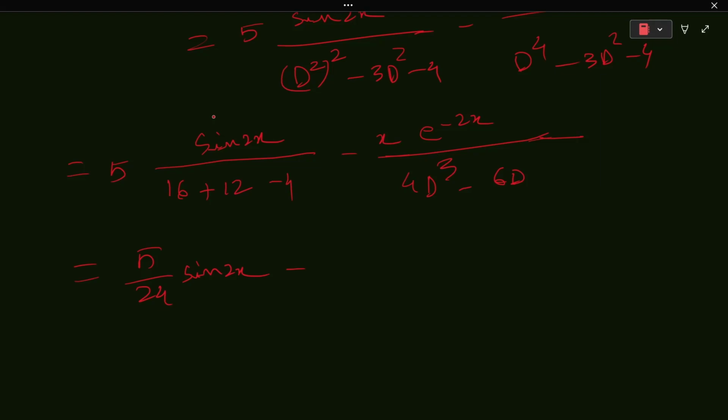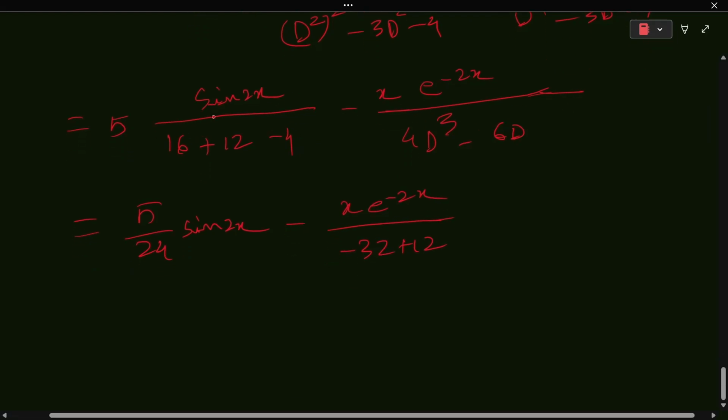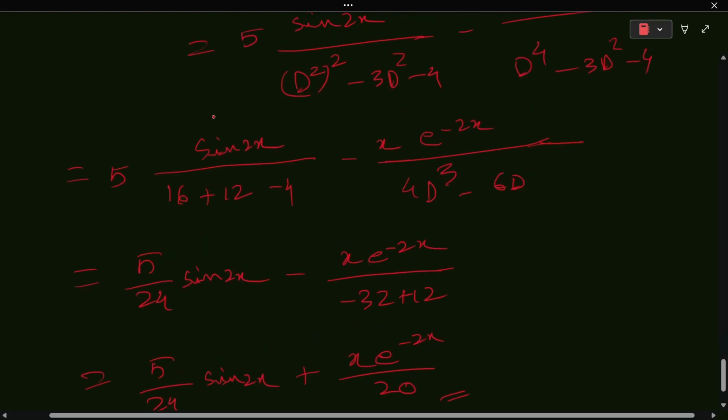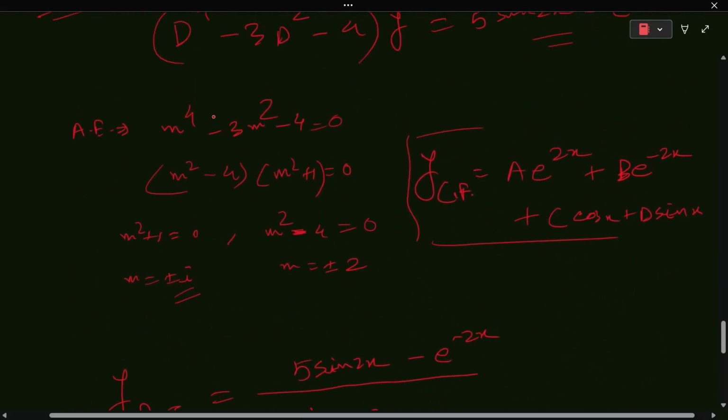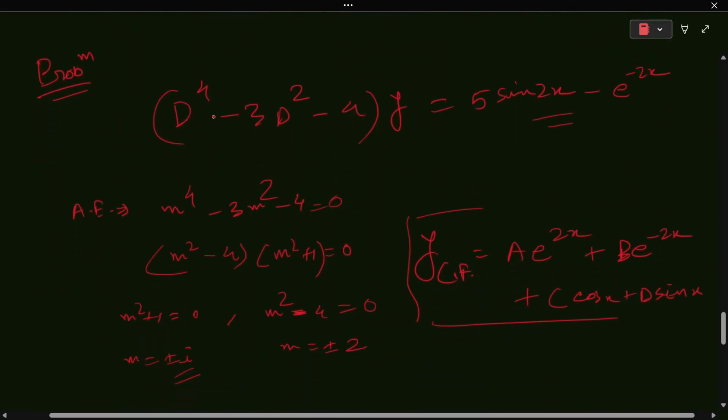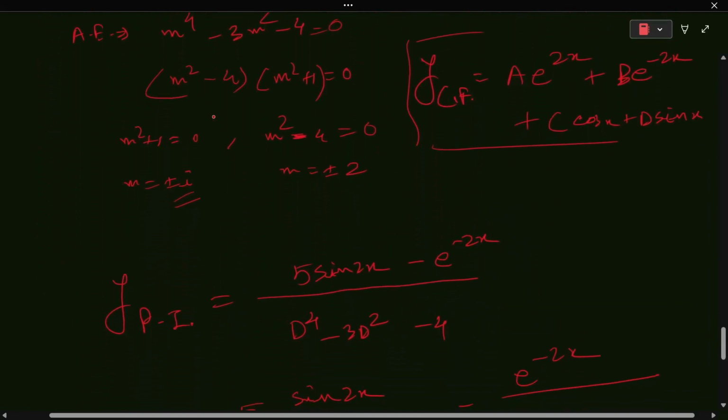Okay, so x e to the power minus 2x by minus 32 plus 12, that is minus 20. So it is not equal to 0. So it's done. 5 by 24 sine 2x, minus 20, that is plus, so x e to the power minus 2x by 20. Yes. So this is the particular integral part, and if I did anything wrong in that problem or in the previous problem too, in the full session, please mention it in the comment section.